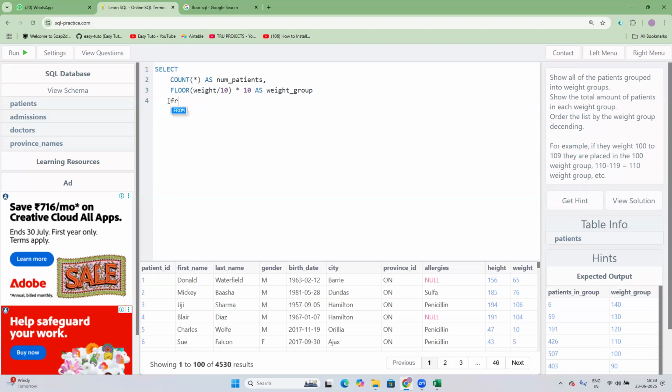And we're getting all this data from the patients table. In line number 3, instead of 4, we can use round off weight by 100 comma 0. That will also come.